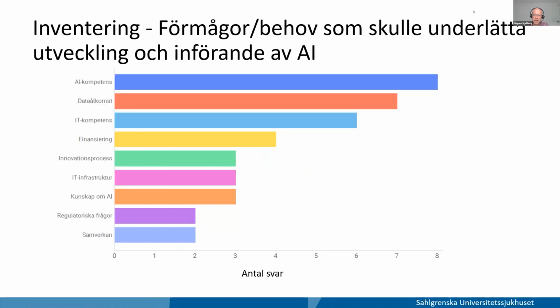And also in this survey, we were looking for things that would help these researchers and clinicians in terms of what type of support they would need when it comes to using AI more, and at the top were AI competence and access to data. So the AI competence is something we have worked with, and also the access to data, of course, during the last couple of years.